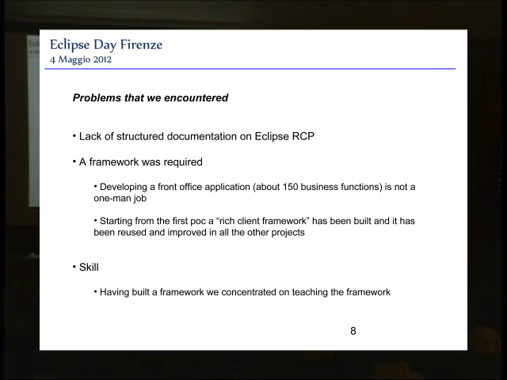So basically, a framework was required. In order to develop a banking application, you have to build about 100 or 200 business functions, okay? It's not a one-man job. It could take 10, many years to develop such an application. So you have to put people, you have to have the same model, same infrastructure, same framework. So we developed a framework that has been improved from one project to the other one. And, okay, we taught the people how to use the framework.